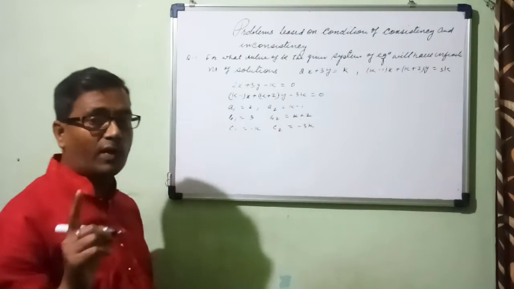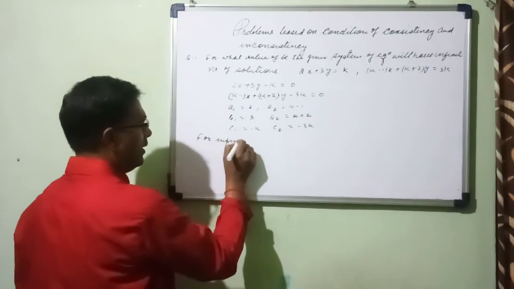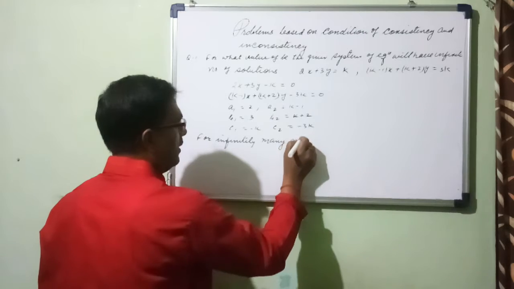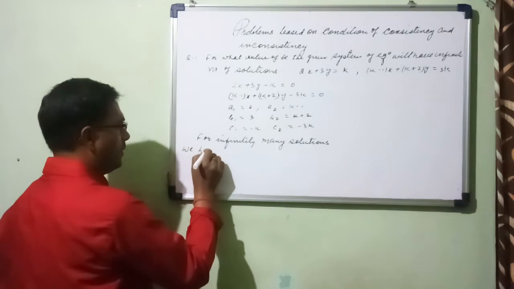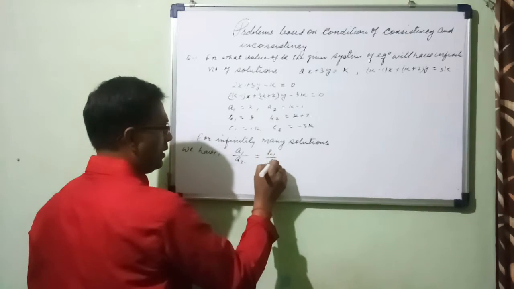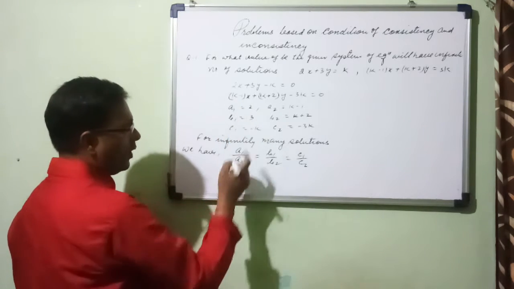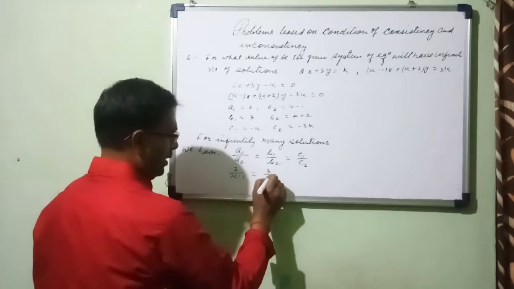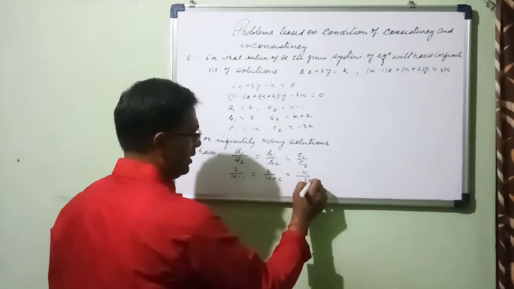And what is the condition for infinitely many solutions? For infinitely many solutions, we have A1 by A2 is equal to B1 by B2 is equal to C1 by C2. Let us substitute the values: 2 by k minus 1 is equal to 3 by k plus 2 is equal to minus k by minus 3k.